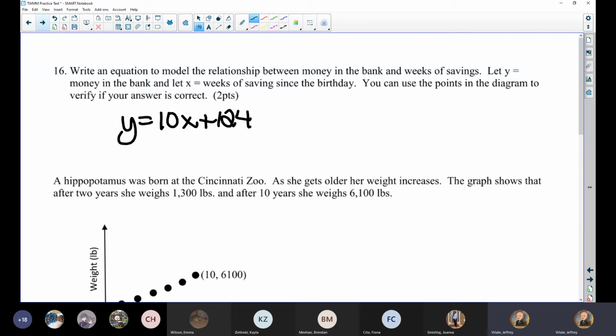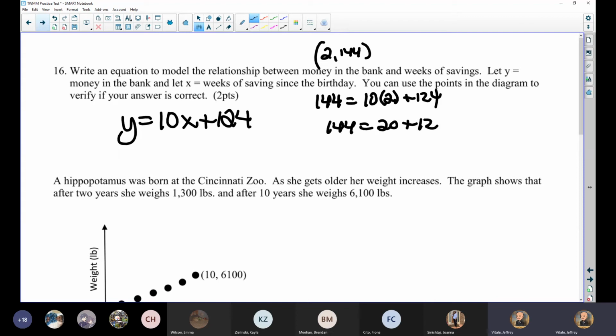So if you plug 2 and 144 in here, 144 for y and 2 in for x, if the left side equals the right side, we did it right. And if you look at it, it checks. So we know we have the right equation because all the points would have to check if they're on the line. If it doesn't check, it's not a point on the line.